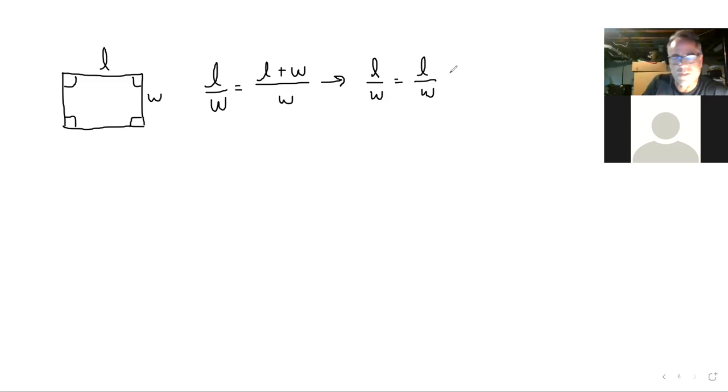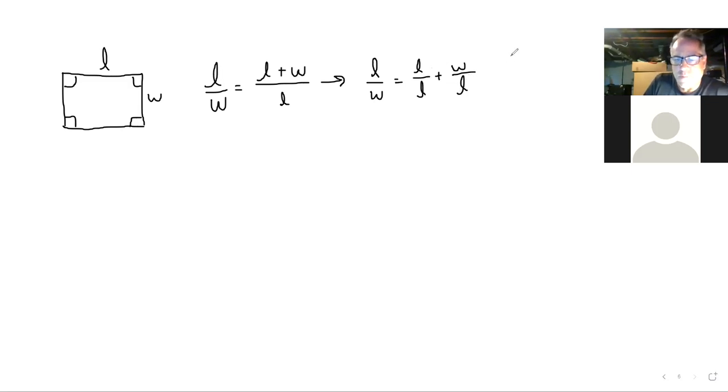Shoot. Okay, my bad. I apologize for taking notes. That should have been length right there. Erase this. I got it right. That bottom should have been length, not width. So this equals length over length plus width over length. So all I've done is I've taken this and I've split this into two terms.